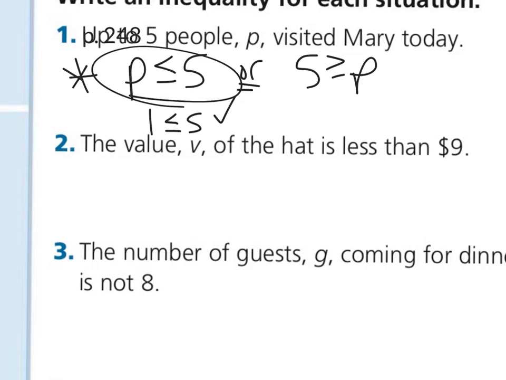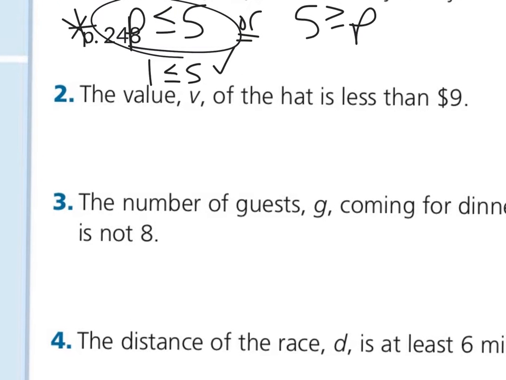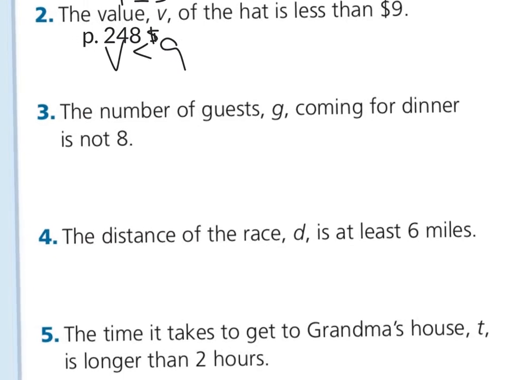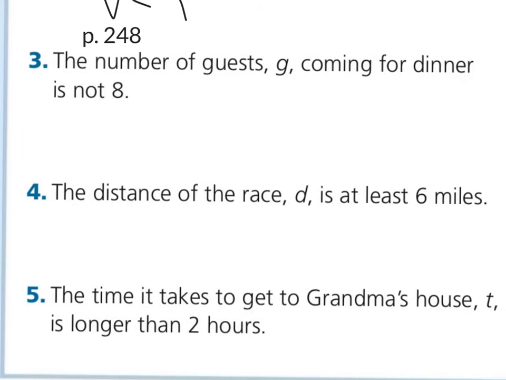So if we look at number 2, the value V of the hat is less than $9. So that would be V is less than 9. If you want to put your dollar sign on there, it never hurts to have units. V is less than $9 if you like. Number 3, number of guests G coming for dinner is not 8. So just not 8, we could put it as G is not equal to 8.